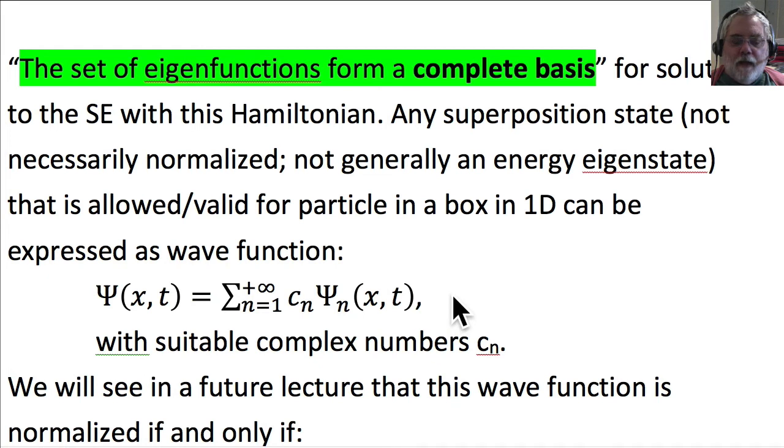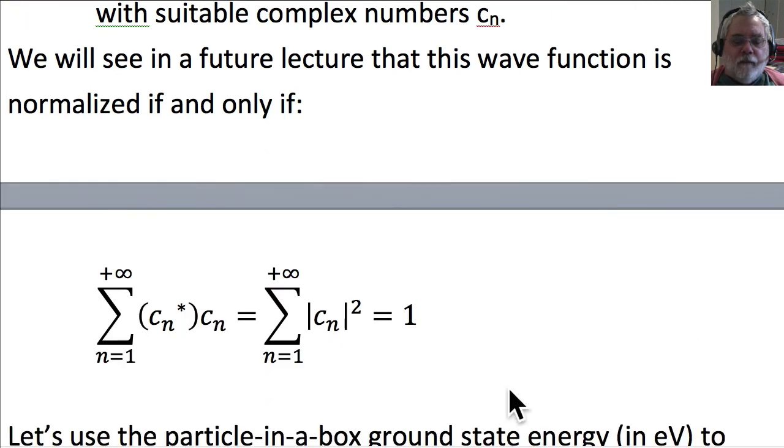So we know the energy eigenfunctions, but we also can have arbitrary superposition states. We will look at this in a later lecture, but not today. We'll see in a future lecture that this wave function is normalized if and only if the sum from n equals 0 to plus infinity of the complex conjugate of c sub n times c sub n equals 1, or the magnitude of c sub n squared equals 1. Remember, in general, c sub n will be a complex number.